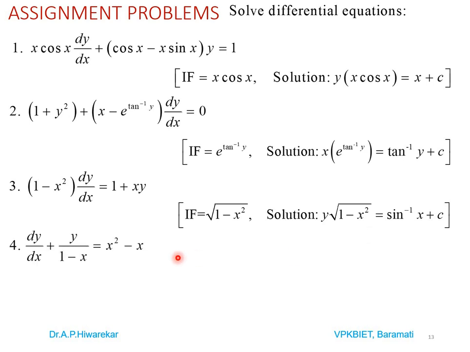Then last problem, dy by dx plus y divided by 1 minus x is equal to x square minus x. In this case, integrating factor will be 1 by 1 minus x and solution is given by 2y is equal to (1 minus x) into (c minus x). Solution may be written in different forms or you can adjust it in this form.